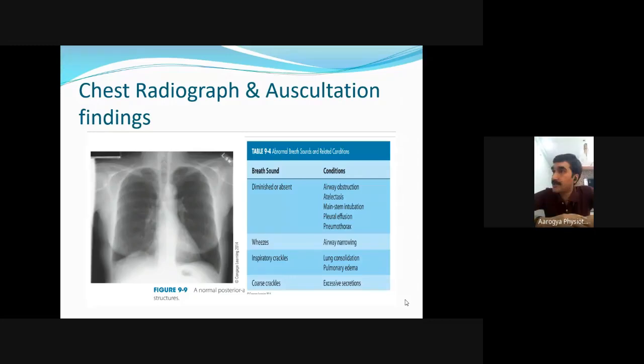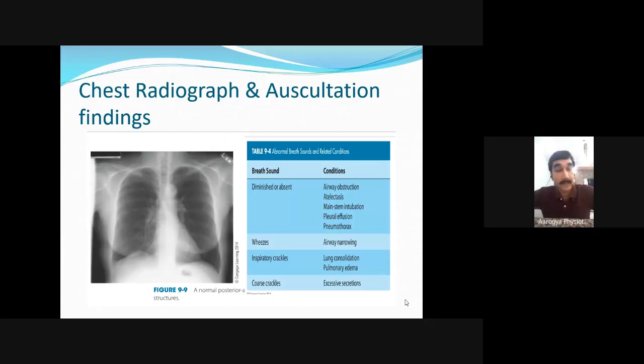Next, in the next slide, you see a chest radiograph and the auscultation finding. If you take an example, you see diminished breath sounds where there is an atelectasis, where there is a main stem intubation. If there is intubation on the right bronchus, because the right bronchus is more in line with the trachea, it's very common when you intubate that you can go into the right bronchus. If this happens, you will see absolutely no breath sounds on the left and more on the right. Pleural effusion can also diminish the breath sounds, as well as pneumothorax. So this is how you can actually correlate.